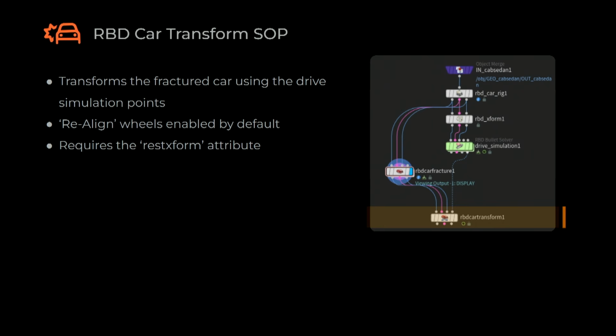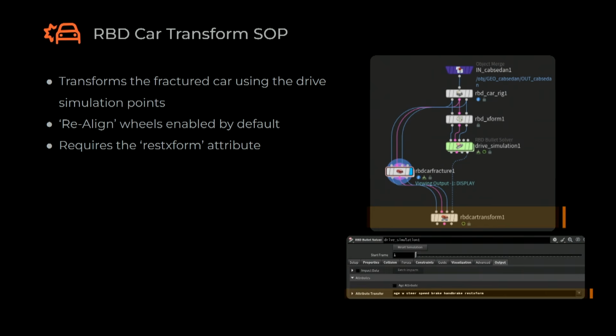But another thing you need to note is when you're outputting your simulation points, you might want to enable the rest_xform attribute in your output tab because it needs this rest_xform attribute to transform your car, right?